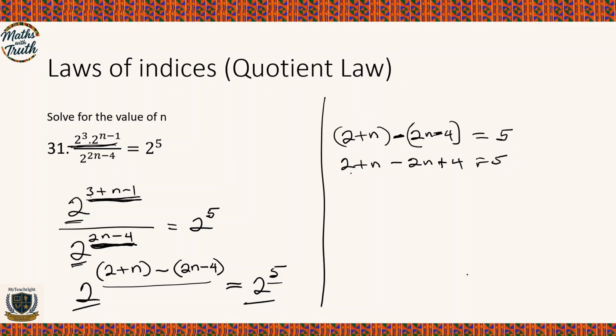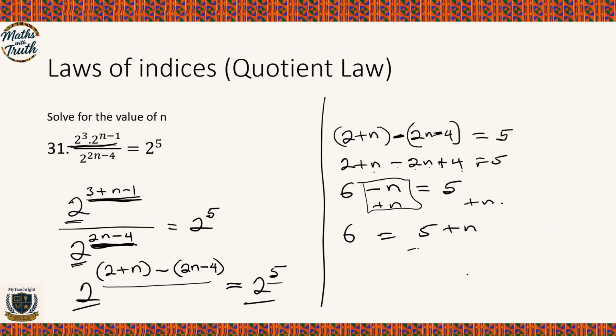We have 2 plus 4, that gives us 6. And then n minus 2n gives us minus n is equal to 5. Now, this is a linear equation that you can solve. So here we can add n to both sides, because we just want to eliminate this n. And then we have 6 is equal to 5 plus n.